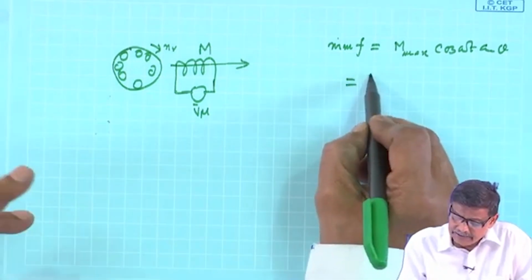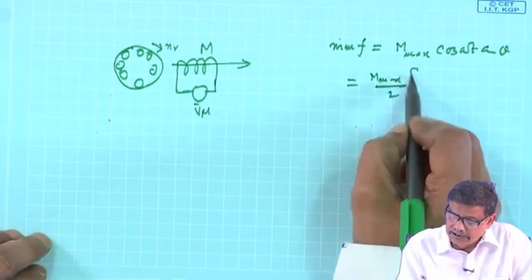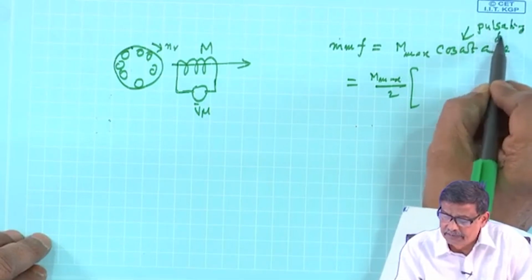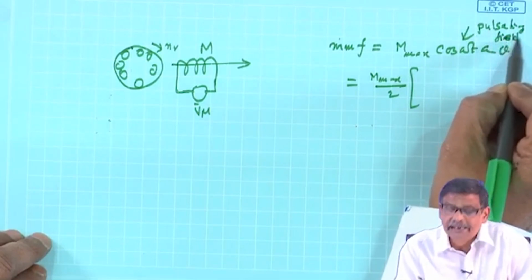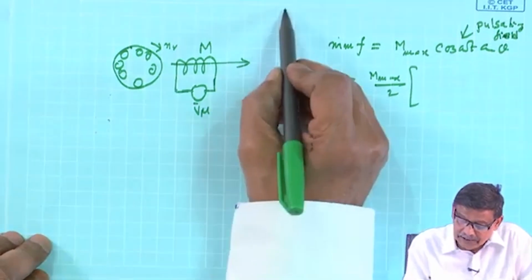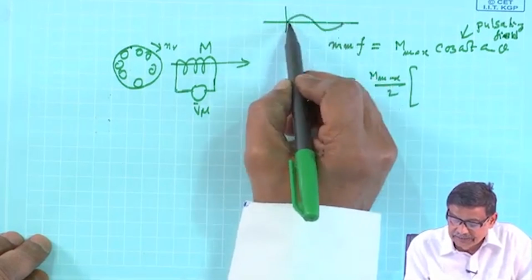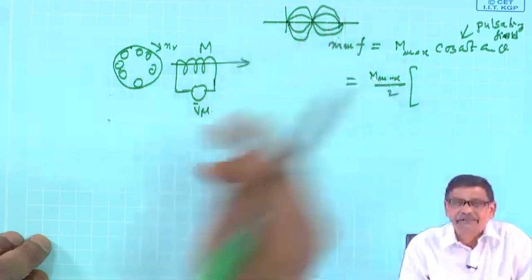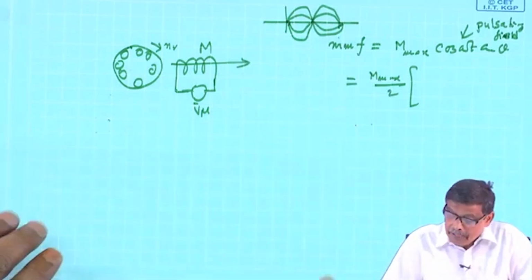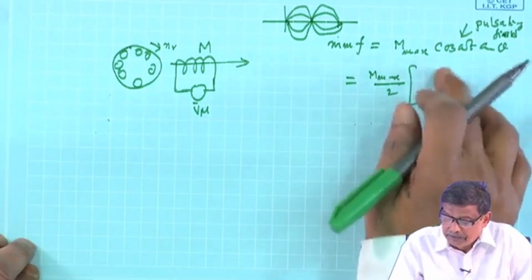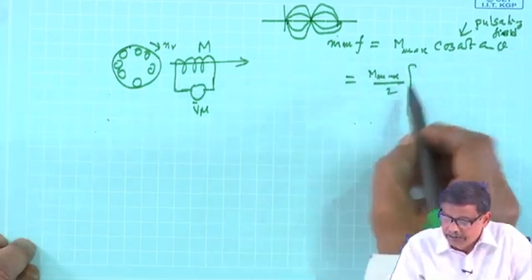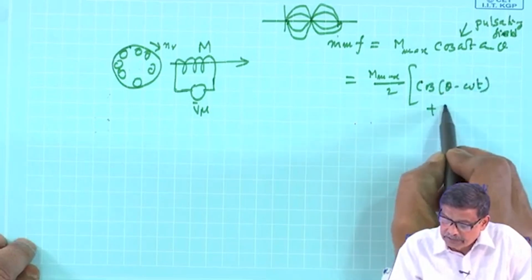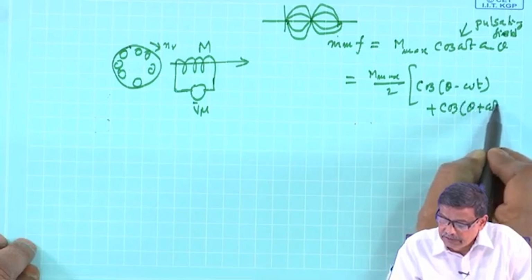This can be broken up by 2 and then 2 cos. It is the pulsating field. Please look at that lecture: pulsating field, standing pulsating wave. That is, the MMF distribution will be like this. You recall? No rotating business. But if you just manipulate it mathematically, divide by 2 and multiply by 2, you can write it as cosine theta minus omega t plus cosine theta plus omega t, is it not?